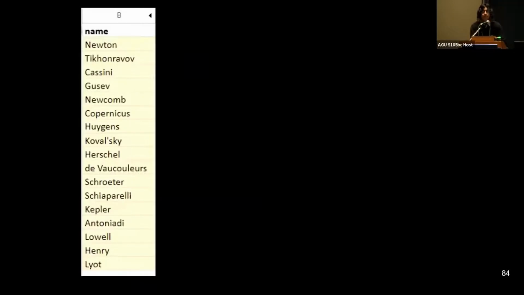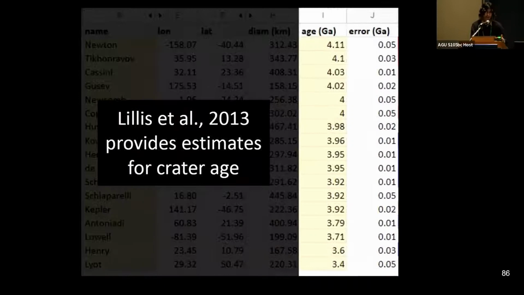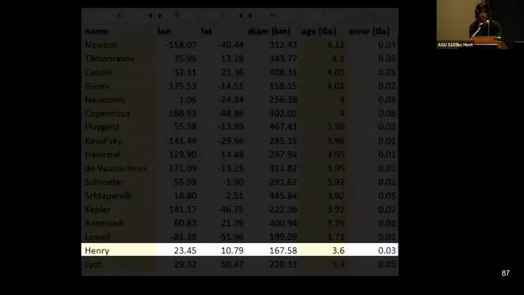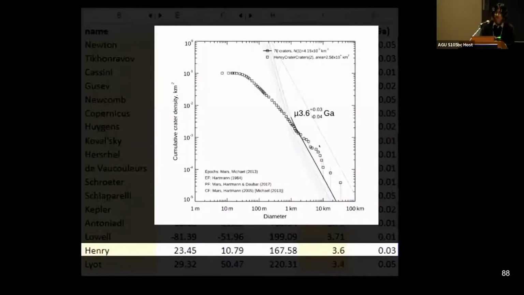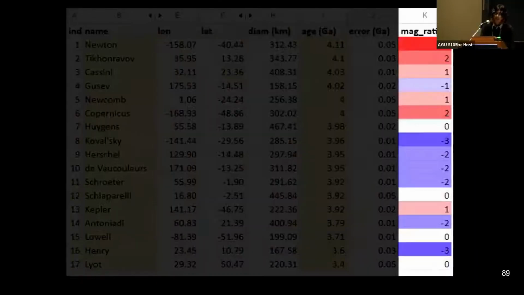So we come up with a small subset of 17 craters from the previous analysis. The reason why we chose these is that Lillis et al. in 2013 provided estimates for these craters. So we have the age and the era, sorted from oldest to newest. Specific to Henry, that was outside of that work, so we looked at crater density estimates with some colleagues, and that gave a fairly accurate estimate of about 3.6 billion years ago. And we assigned magnetization ratings to all of these craters.